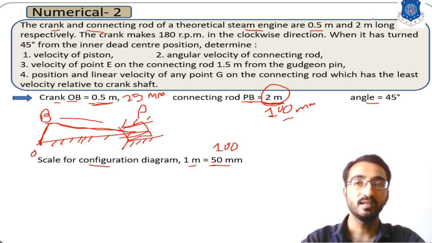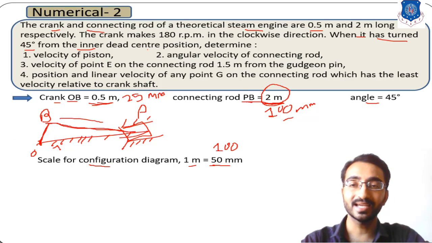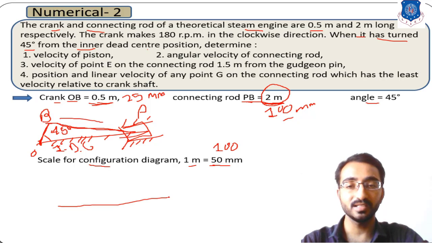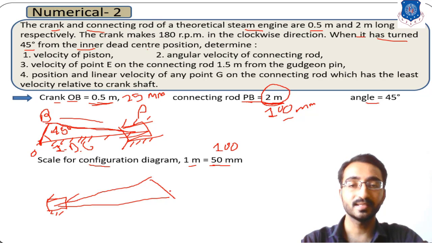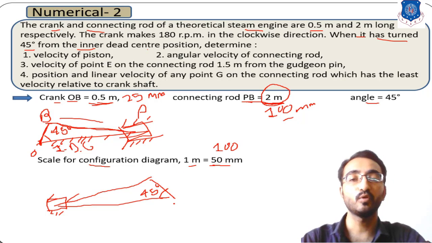Now what is this angle? You can see that when the crank has turned 45 degrees from the inner dead center, if you consider this side as the inner dead center, then from the inner dead center it has an angle of 45 degrees. A similar sketch can be considered this way: crank over here, connecting rod over here, and your piston at this position. In both cases the angle remains the same, that is, the angle from the inner dead center on the internal side is considered as 45 degrees.